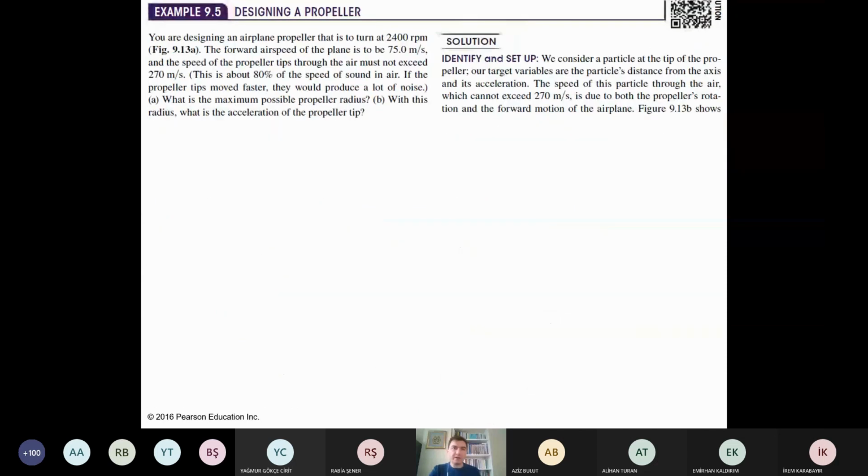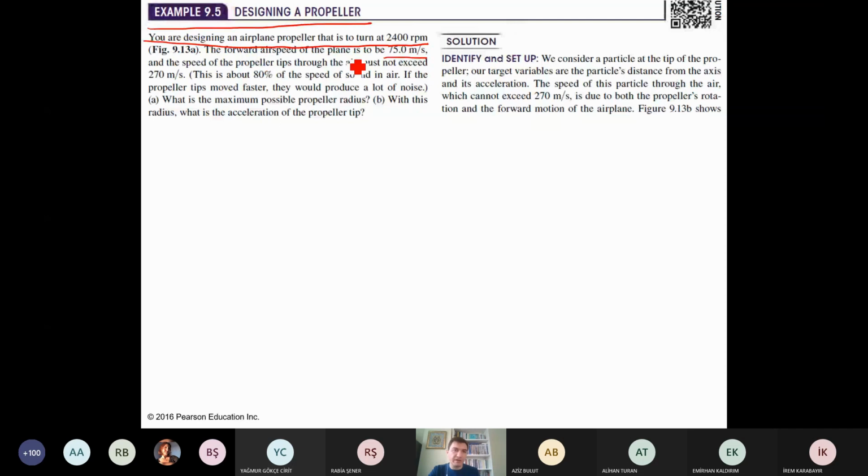Okay, then let me finish the lecture with this last example, example 9.5, designing a propeller. Let's consider you are an engineer in TAI, TUSAŞ, or in another plane company or in a motor company, for example, propellers for ships, okay? Then you are designing a propeller. You are designing an airplane propeller that is to turn at 2,400 RPM, revolutions per minute, okay, RPM.